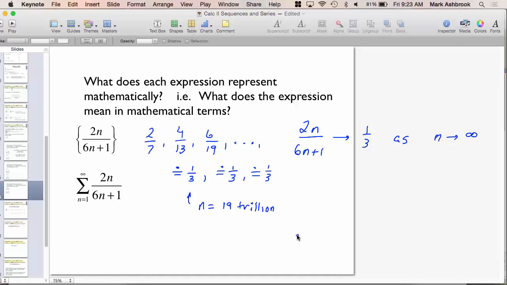Essentially, that term's going to be 1/3. And then they're going to get closer to 1/3. So basically, in the end, we just get 1/3, 1/3, 1/3, or so close it's indistinguishable. Okay, I'm making a big deal of this because of the series now. So what does it mean if we're going to add up all the terms of this sequence?